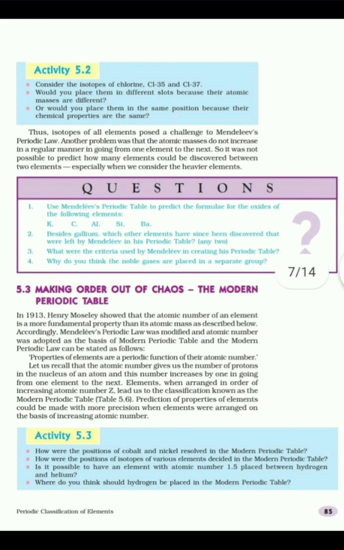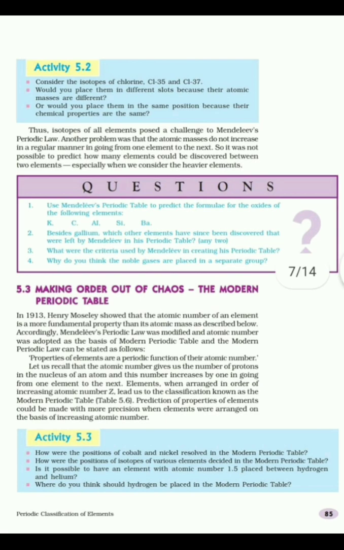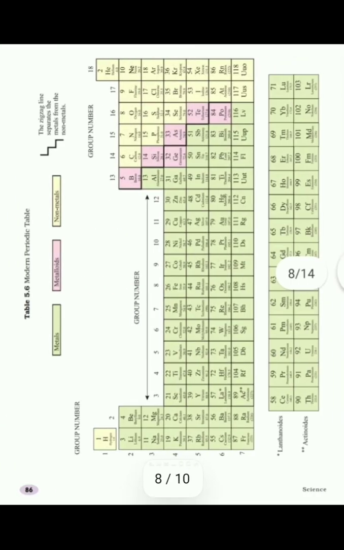So, in the modern periodic table, elements are arranged in the increasing order of their atomic number. When the elements were arranged on the basis of increasing atomic number, the prediction of their properties could be more precise. The modern periodic table also took care of three limitations of Mendeleev's periodic table, and that is the reason this table is still followed.